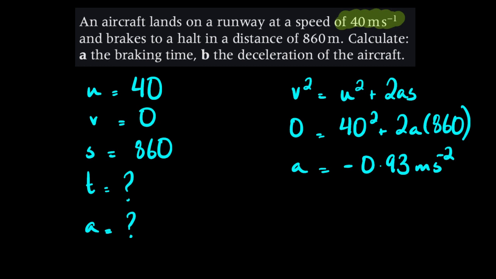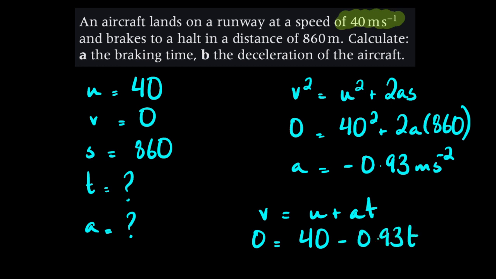And now that we know the deceleration, we now know u, v, s, and a, and if you want to find t, again let's just go with the easiest one in terms of the working. So v equals u plus at. So 0 equals 40 plus negative 0.93 times t. To avoid rounding error, just go ahead and use whatever value this is in your calculator. It was negative 40 upon 43, so let's just use the exact value. So 40 divided by the negative of this answer turns out to be exactly 43 seconds.